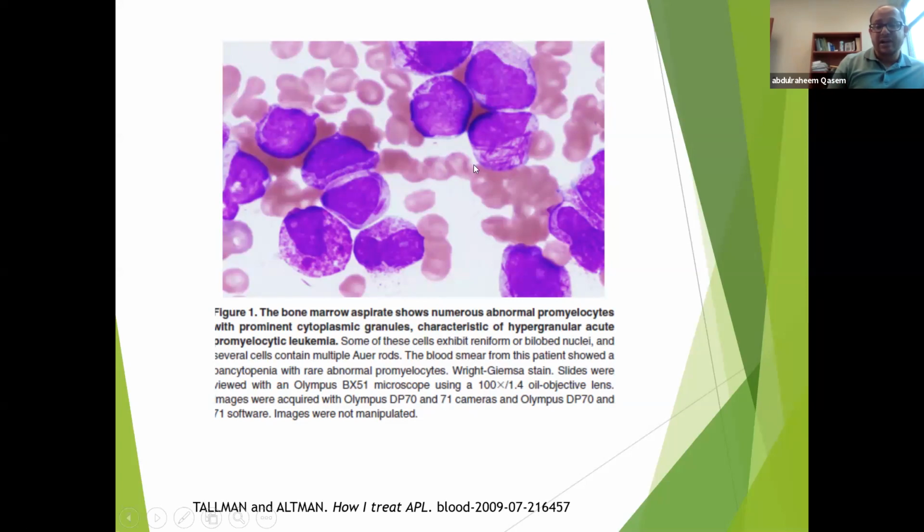And this is how the promyelocytes look. This is a bone marrow aspirate. You can see multiple Auer rods in these promyelocytes, and they are rich in granules. Some of the granules can release a lot of histamine and other chemicals that can lead to clinical DIC.